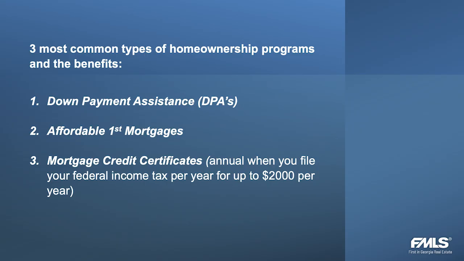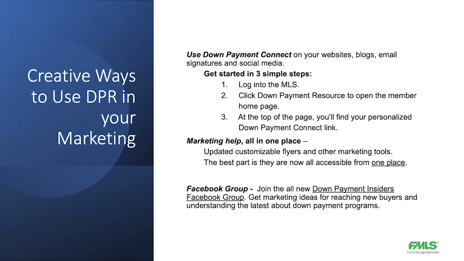The three most common types of homeownership programs are DPAs, down payment assistance, affordable first mortgages, and mortgage credit certificates as well. And here are some ways that you can use DPR when it comes to marketing. You'll notice on my PowerPoint, it says you can use Down Payment Connect on your websites, blogs, and emails. That's the website link that I just showed you. And I'll show you when we get into the system how you can utilize that for yourself as well.